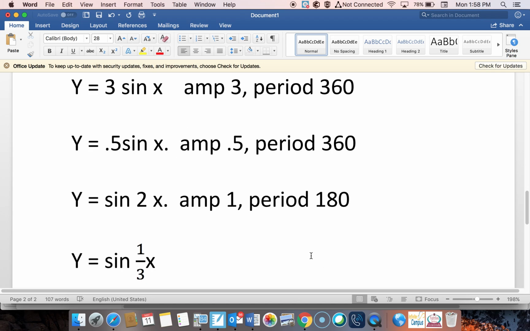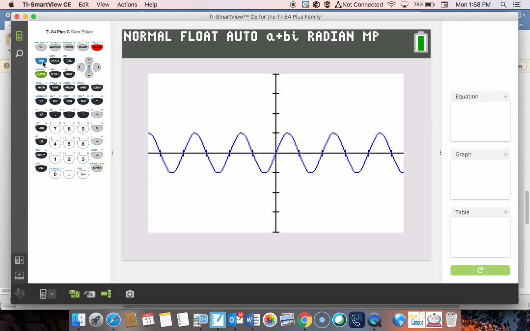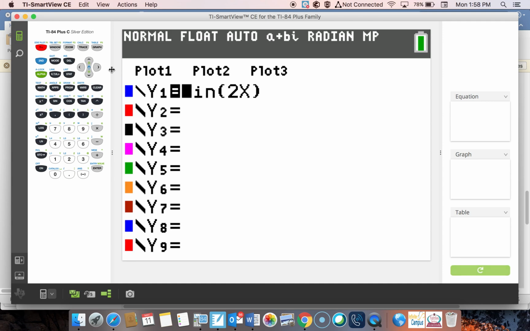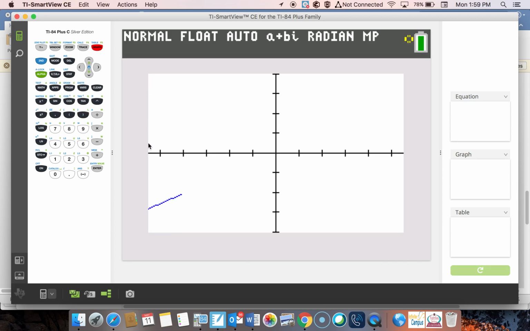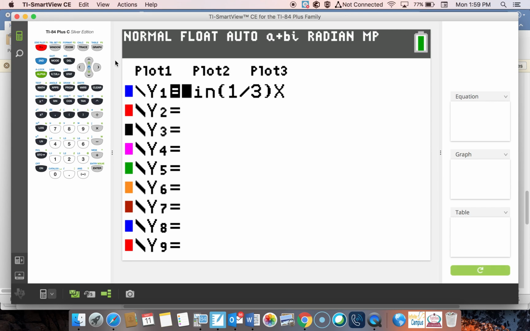And finally, y equals sine of 1/3 of x. So I'm going to go right here, and I'm going to go 1 divided by 3. I'm going to close that parenthesis of x to make that 1/3 as it is. And now you will notice that I did something wrong. Oh, I know what I did wrong.